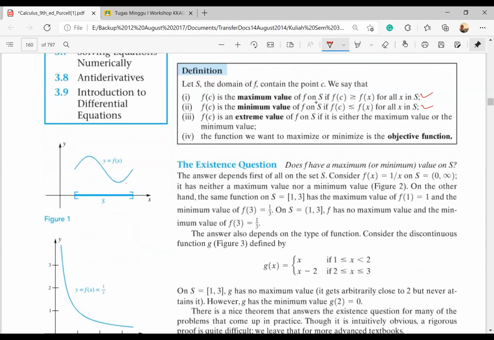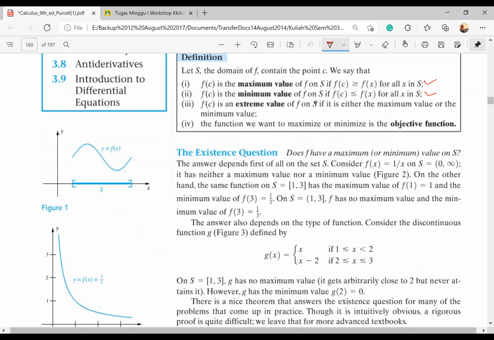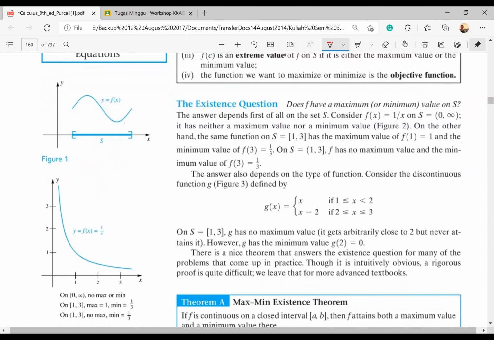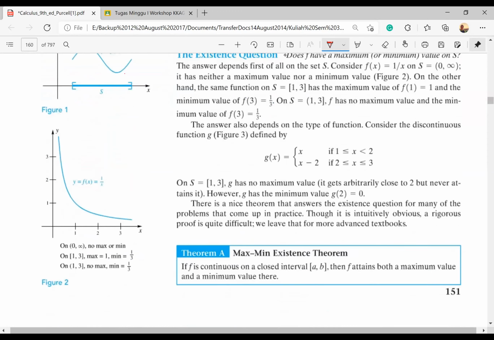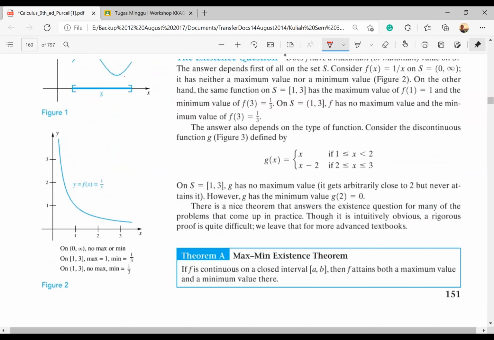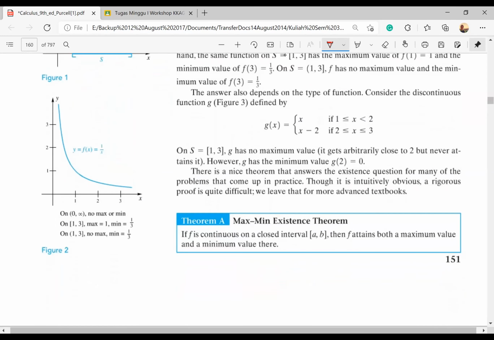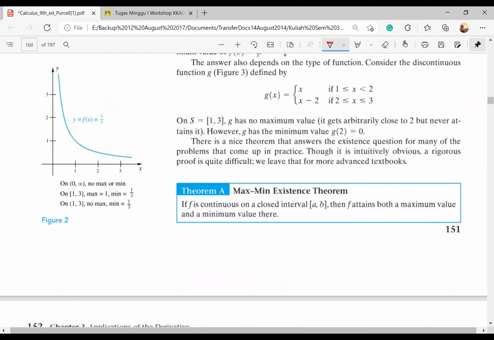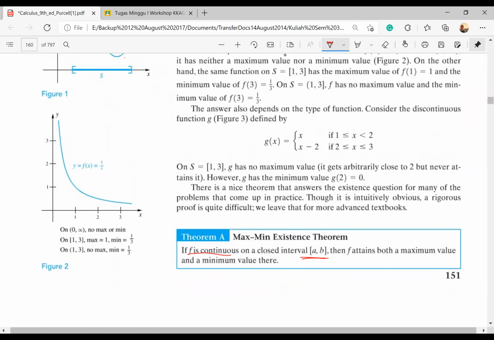Okay, we don't need to rewrite this thing. So when does the function have a minimum or maximum? To ensure it has a max and min, we need f to be continuous, and on the closed interval. Okay, so this is the case when you don't have a max nor min.